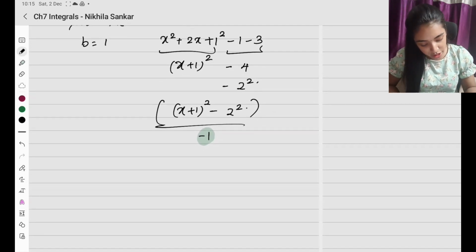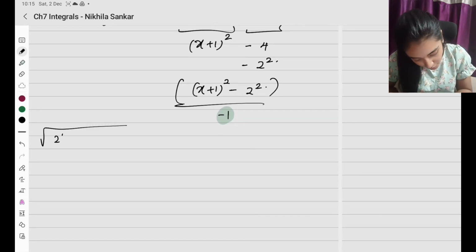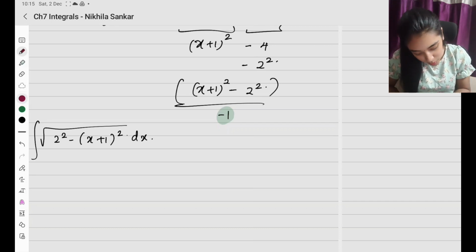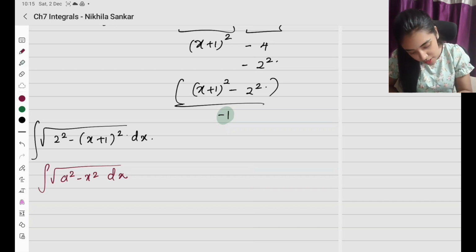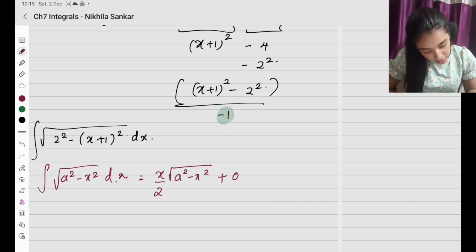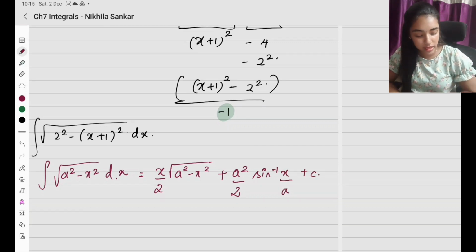So how does my question change now? I have square root of 2 square minus x plus 1 the whole square. Here it is of the form a square minus x square. Okay, always remember what is the formula. Let's write the first formula. Square root of a square minus x square times dx is nothing but, first what comes, x. So x by 2 square root of the question itself, a square minus x square, plus a square divided by 2, again sine inverse of x by a plus c. A square minus x square gives sine inverse of x by a.